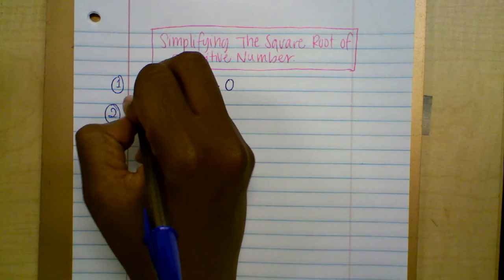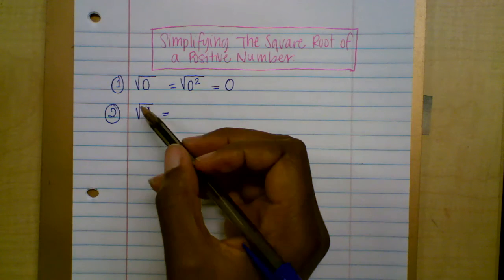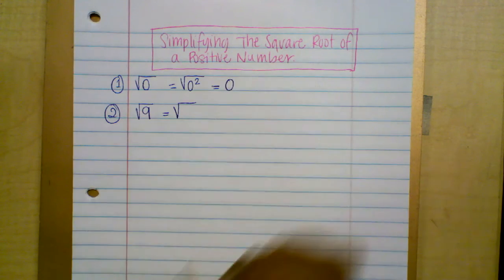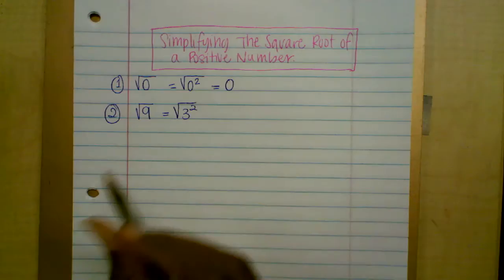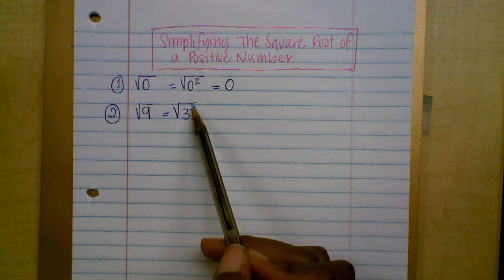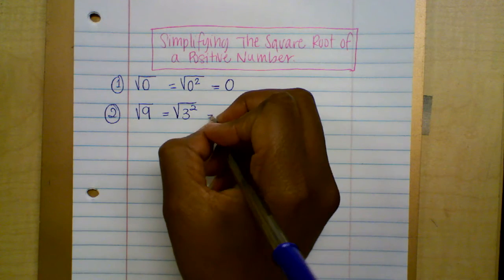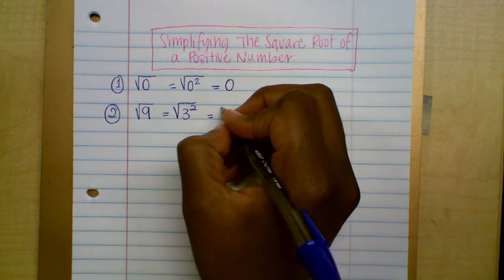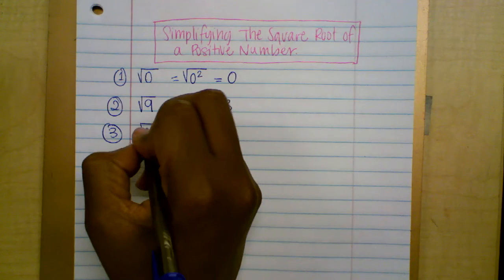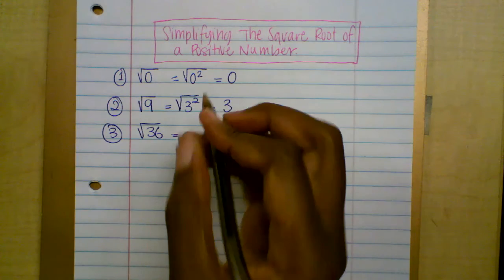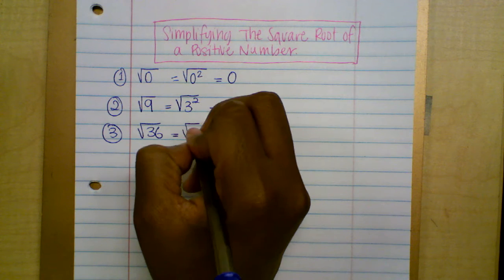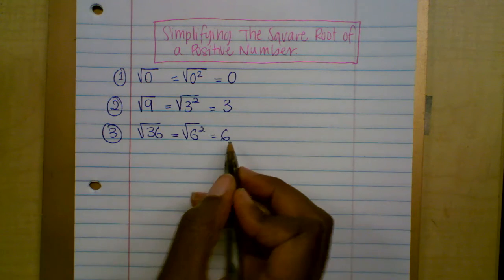What is the square root of 9? What number do you multiply by itself to get 9? It's 3, or you can also write it as 3 squared. And the property of square roots is that the square root undoes the square, so you end up with 3. Now the third example: what is the square root of 36? What number do you multiply by itself to get 36? The answer is 6, because 6 times 6 is 36.